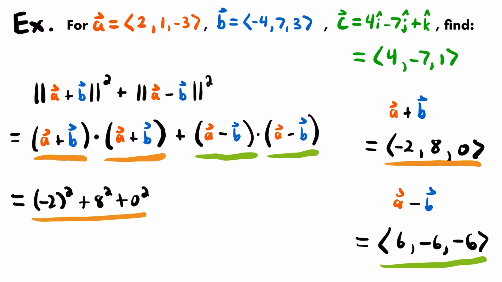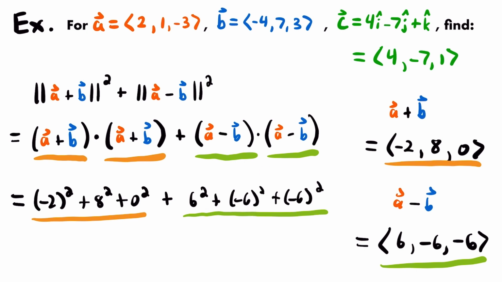That's the result of that first dot product, and then we will add that to our second dot product, which we'll find by multiplying this vector by itself. So we're just going to be adding together these components squared. All right, so we'll have 6 squared plus negative 6 squared plus negative 6 squared. And so that is the result of that second dot product.